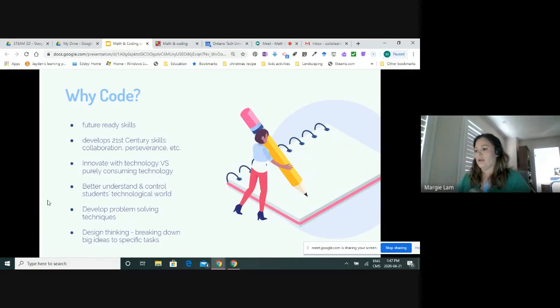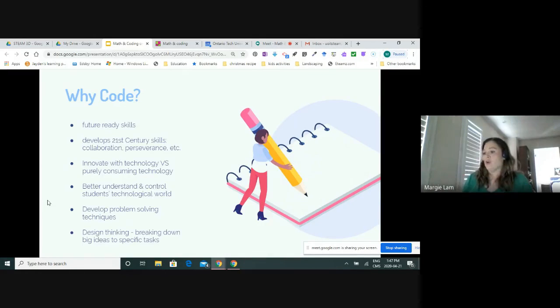To me, I think probably the most important thing that stands out is innovating with technology versus purely consuming technology. I've done a lot of research recently showing that students are very good at using technology, but there's not as much innovating and creating with technology. And that's where I think coding has such an important part to play.